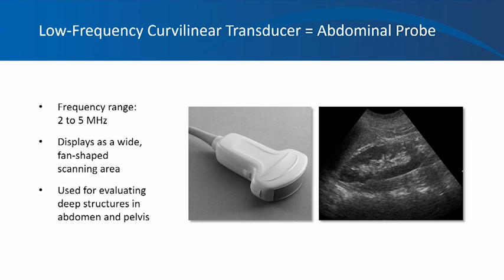First one is the curvilinear transducer, which is a low-frequency probe commonly used in abdominal sonography. It displays a wide fan-shaped scanning area so you can get whole kidney in view together with liver or spleen. As the name suggests, it has a curved surface and the piezoelectric crystals are arranged in that shape.